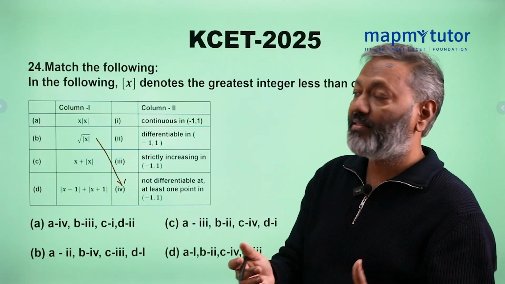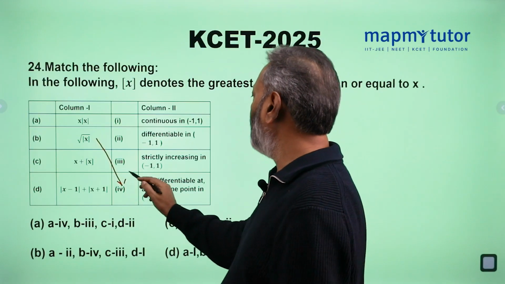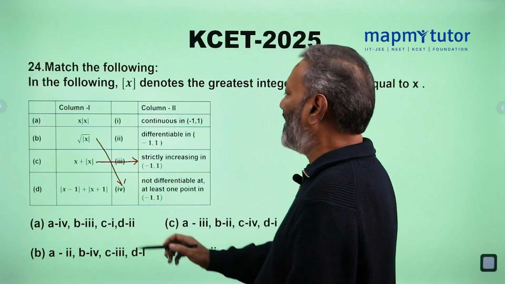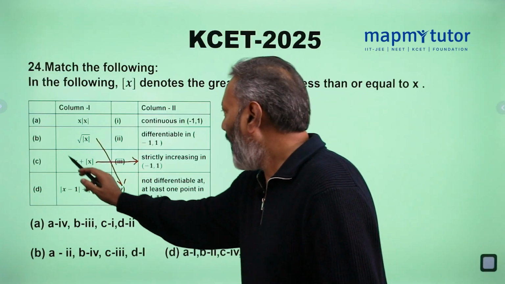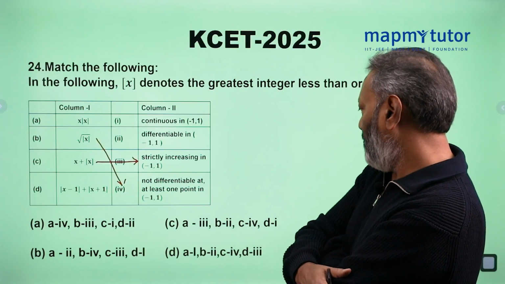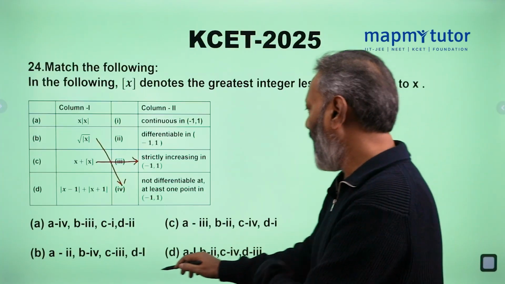Therefore, what is the correct answer? Because both the functions are increasing, it is matched with the third. So, C matches with 3 and B matches with 4. B4, C3. Let us identify. B4, C3. Yes.